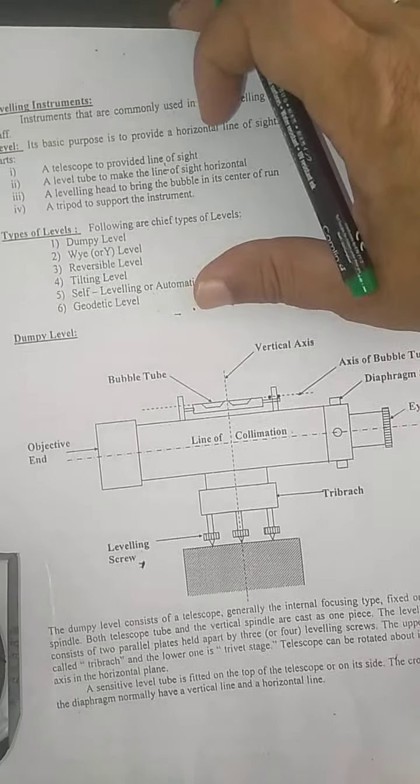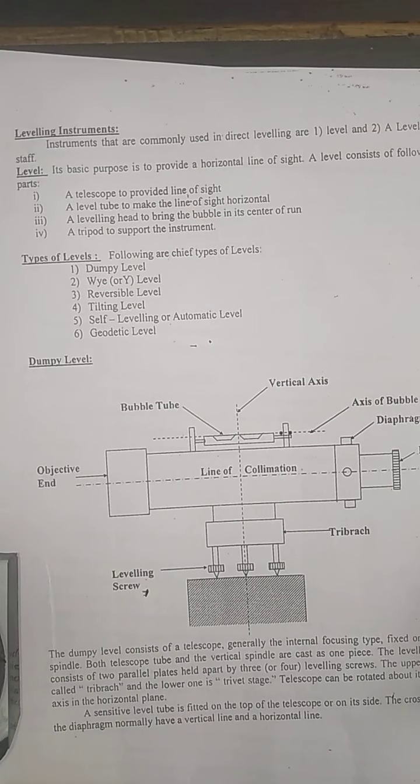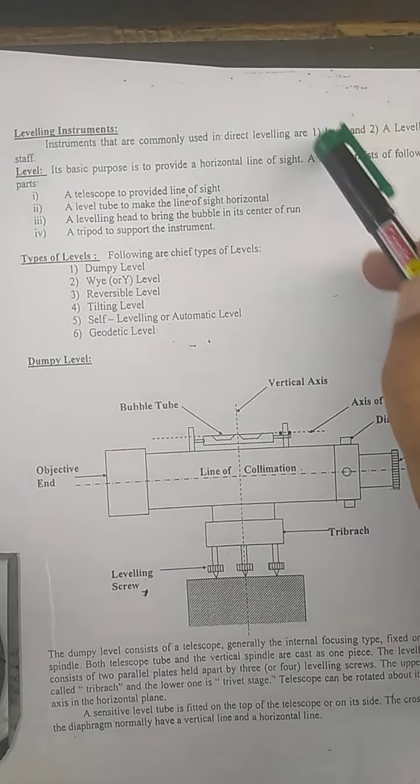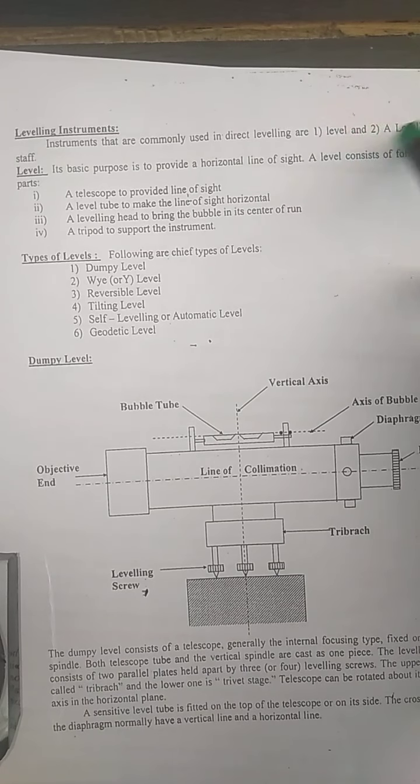Now, one by one, we are going to discuss the different types of levels that we are going to have. The leveling instrument consists of the level and the leveling staff. It is mainly composed of the level and the leveling staff.